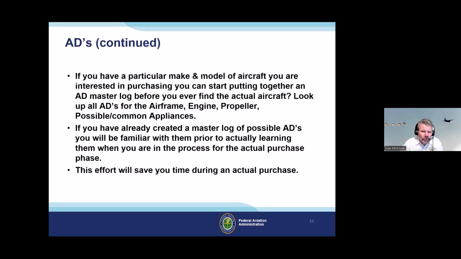So you would want to create one for the aircraft, one for the engine, one for the prop, and one for appliances. The appliances, again, you won't necessarily know until you actually decide on this specific N number aircraft. So you'd create a list of all possible ADs against the airframe, all possible ADs against the engine, all possible ADs against the prop. You're going to list them all out on that spreadsheet, and then you can start looking at them and learning and just get an understanding of what they are.